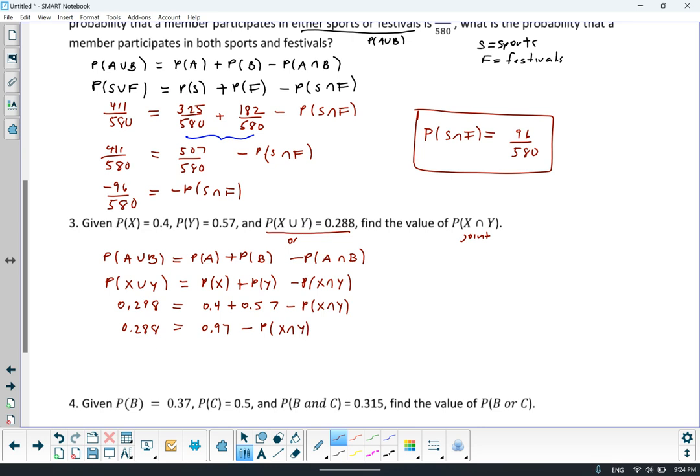0.288 minus 0.97 is negative 0.82. And although that's negative, I'm going to end up dividing both sides, or multiplying both sides, by negative 1. So the probability of both events happening is 0.682.